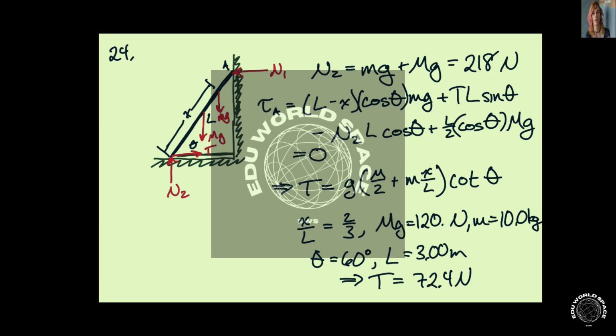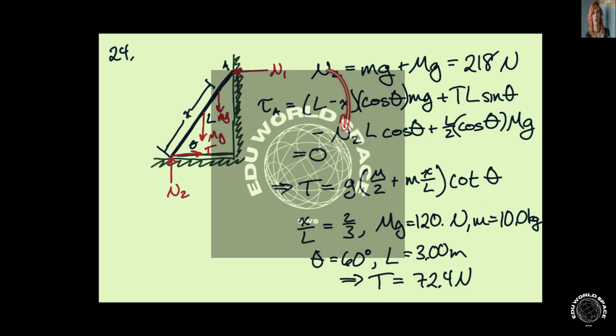Then we want to figure out, if the monkey is 2/3 the way up the ladder, how much tension is in this cable, or this rope. So we can take moments about this point. The moment from the monkey is this, the moment from the rope is that, the moment from the normal force, and the moment from the weight of the ladder. And that has to all sum to 0.